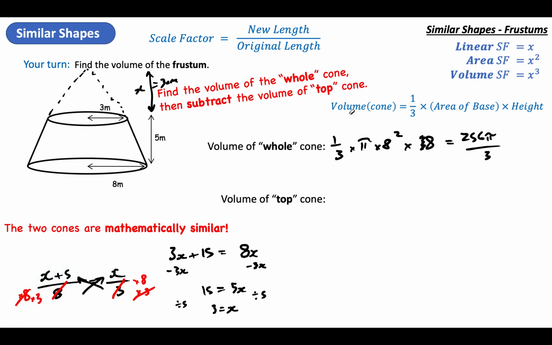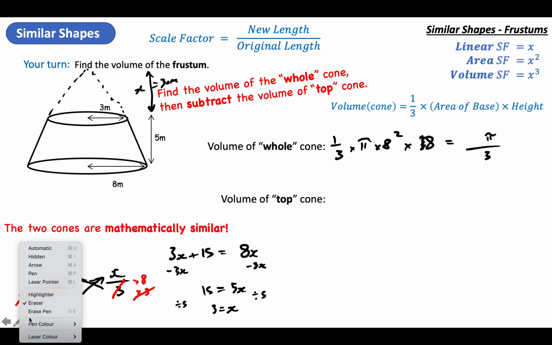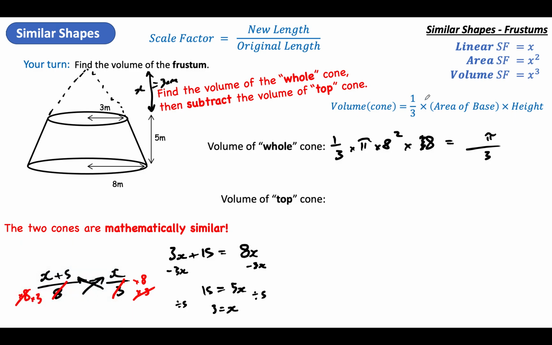I know it's going to be 512, so I'm just going to double check it before I redraw it. 8 squared times the 8 is, yeah, 512, not 256. I was one out on my power of 2. You would have put that in a calculator though, and just put it straight in. 512 pi over 3 centimeters cubed. That's the volume of the whole cone.